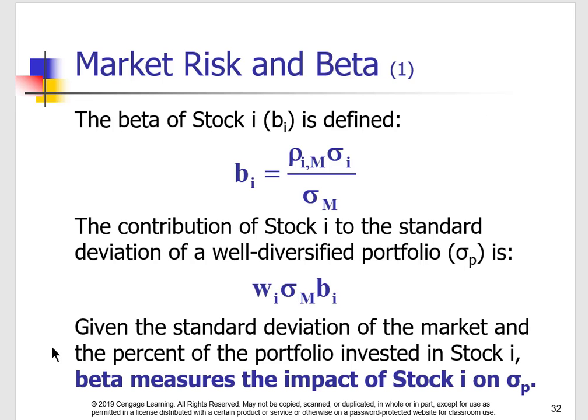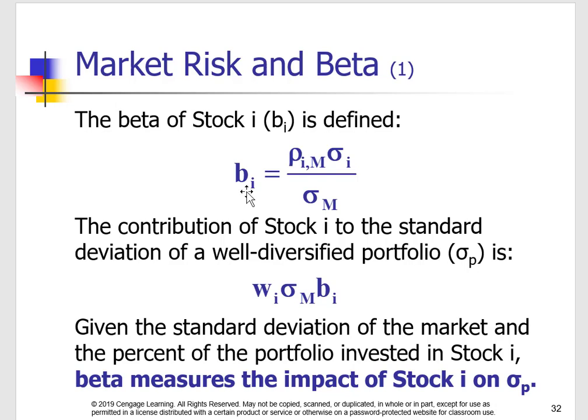There is a statistic, it's called beta. And if you look at the formula, it's the correlation between the two assets, stock I here and the stock market. Multiply that by the risk of I, standard deviation. Divide that by the risk of the market, standard deviation of the market. This will give us the beta.